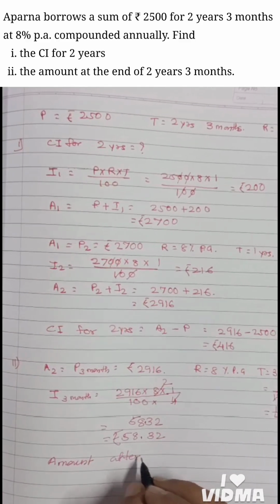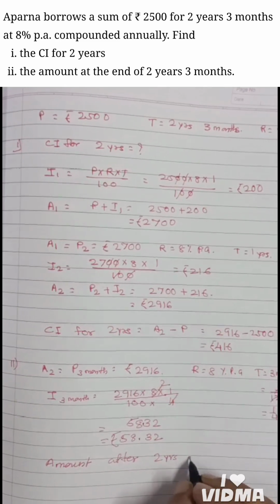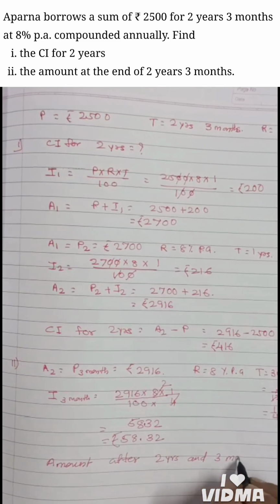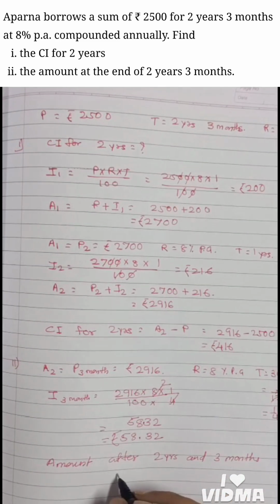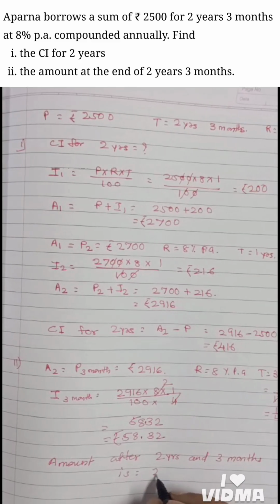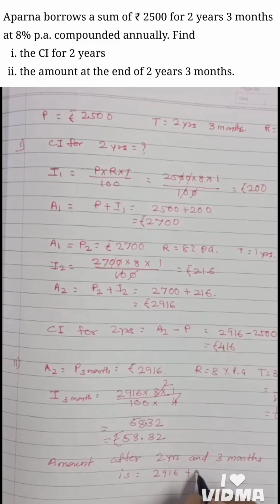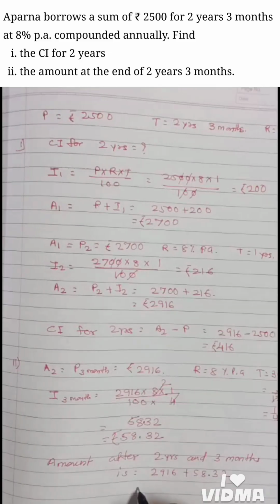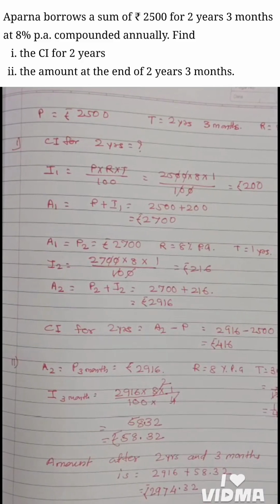Amount after 2 years and 3 months is 2,916 plus 58.32, and that's 2,974.32.